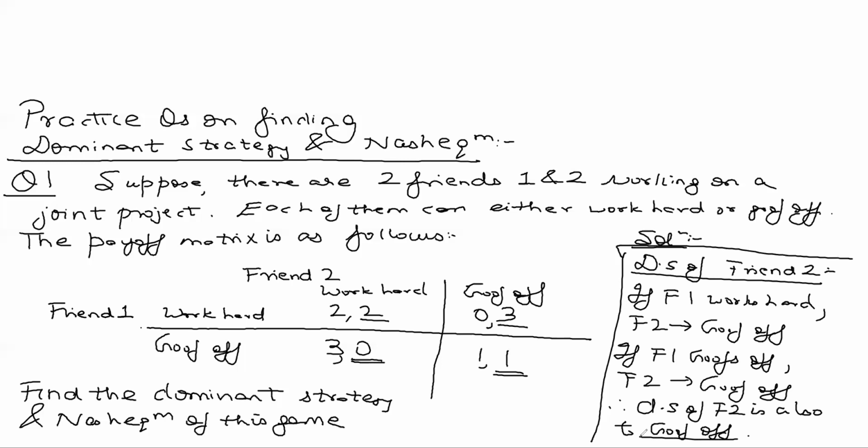So we have found the answer for the first part. Friend 1's dominant strategy is also to goof off. Friend 2's dominant strategy is also to goof off. Now let's find the Nash equilibrium.